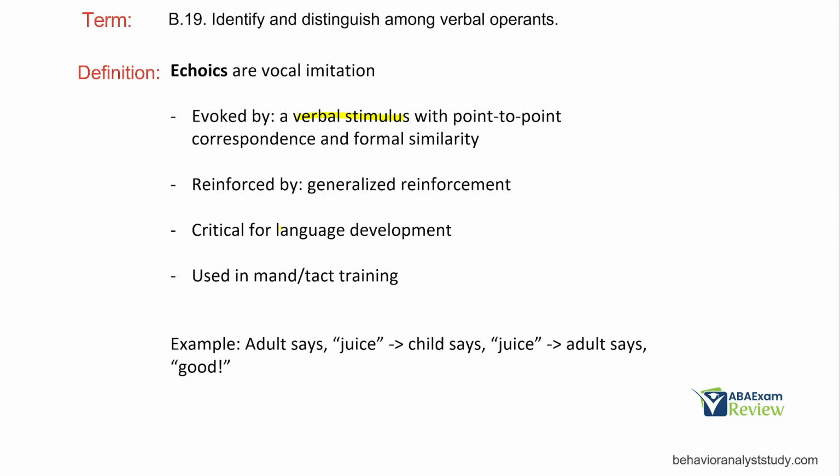It's reinforced by generalized reinforcement. Critical for language development, and it's used in mand and tact training. For example, adult says juice, child says juice, adult says good. So it was evoked by juice. We now have point to point. The message is exactly the same. The adult says, the child says, the form is the same. Therefore, it's an echoic.